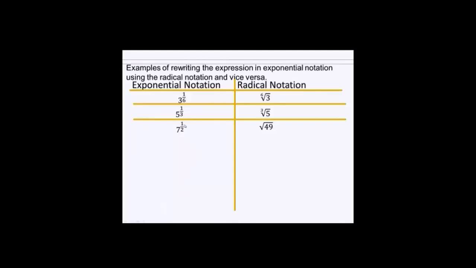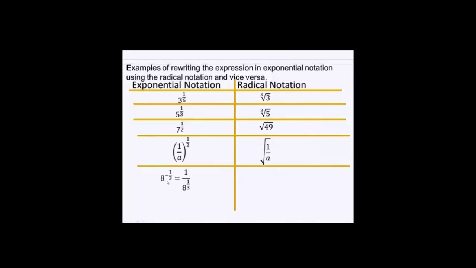Square root, remember, means 1/2 power. So the square root of 1 over a is 1 over a to the power 1/2. So 1 over a is your base, 1/2 is the exponent. In radical notation, 1 over a is the radicand, and square root is the notation you're going to use. A to the power negative 1/3 is the same as 1 over 8 to the power 1/3, so we write that as 1 over the cube root of 8.